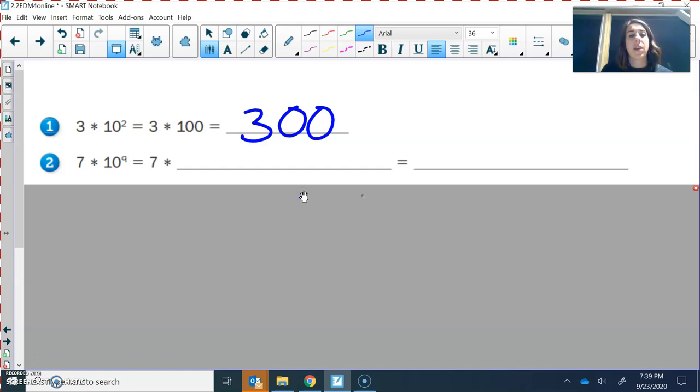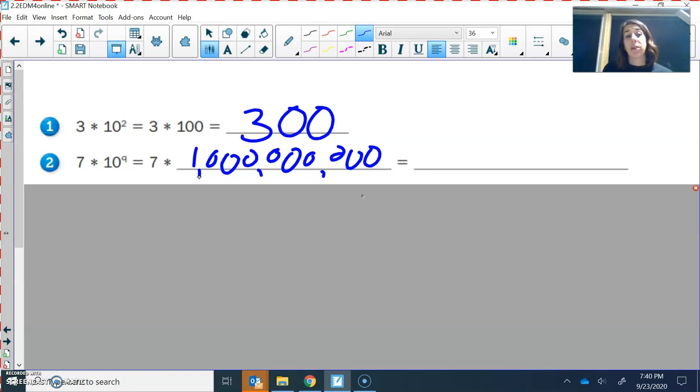Let's take a look at this next one. 7 times 10 to the 9th power. What is 10 to the 9th power written in standard form? Remember, that's the way that we normally see these numbers. Write that down on your paper now. Let's see. You would have a 1 followed by 9 zeros. 1, 2, 3, 4, 5, 6, 7, 8, 9. So if you wrote down 1 billion, you would be correct. 10 to the 9th power is 1 billion.